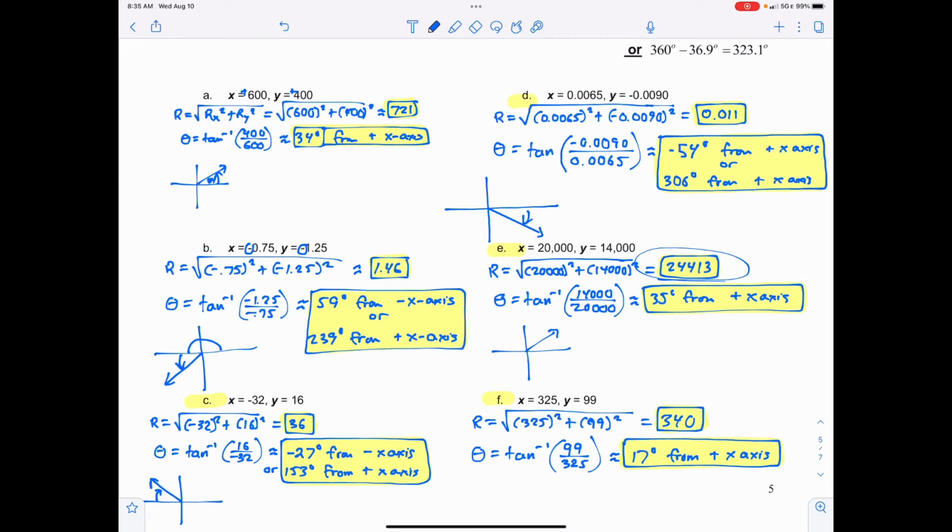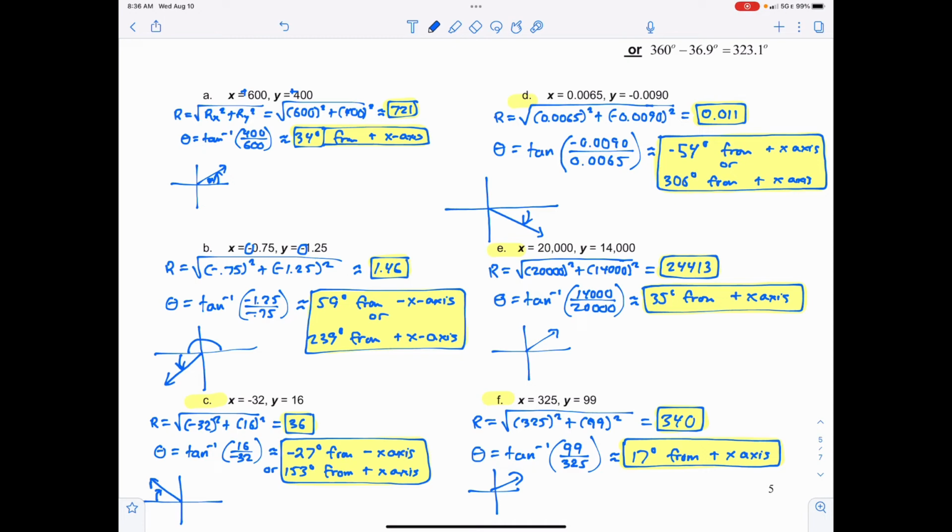In letter E, the resultant vector magnitude is about 24,413 using Pythagorean theorem, and it's a quadrant number 1 vector. Therefore, the 35 degrees you get is only coming from the positive x-axis like you see here. And finally, letter F, 325 squared plus 99 squared, square root that using Pythagorean theorem, and we get about 340 for the magnitude of the resultant vector. The arctangent of those components gives us about 17 degrees, also quadrant number 1, from the positive x-axis.